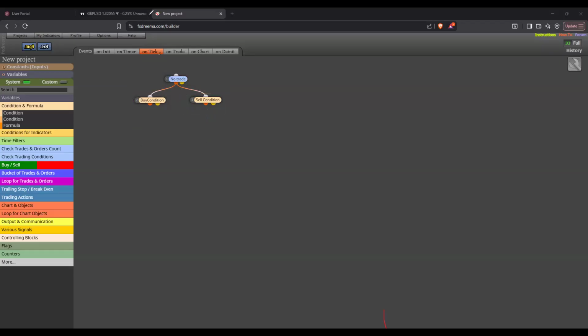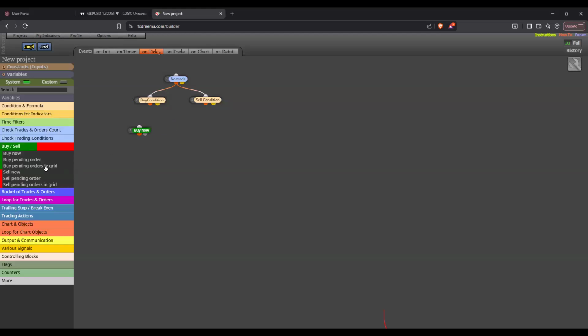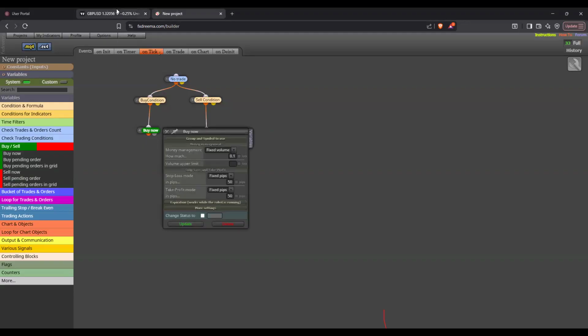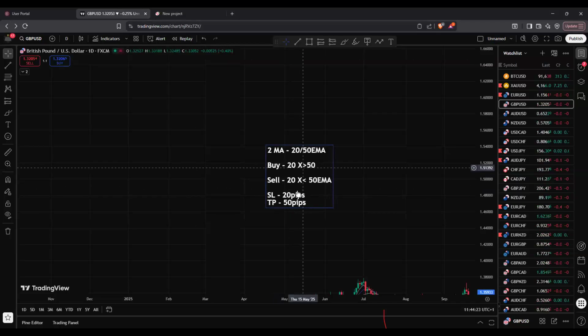Okay, so what do we do next? Well, we just select a buy now for here and the sell now for here. Okay, buy now, sell now. So all I'll just do is connect this to this and connect this to this like so. Now I need to modify the parameters because I remember here we said whenever we take a trade, buy or sell, we're going to use a 20 pip stop loss and a 50 pip take profit.